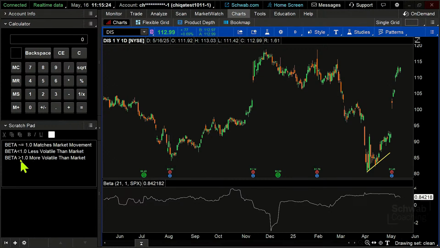So for instance, a stock that had a current beta of 0.5, less than 1, means that it's about half as volatile as the market. A stock that has a beta of 1.5, greater than 1, would be a stock that is 50% more volatile than the market, if the equal volatility is a beta of 1. We all on the same page here at this particular point?